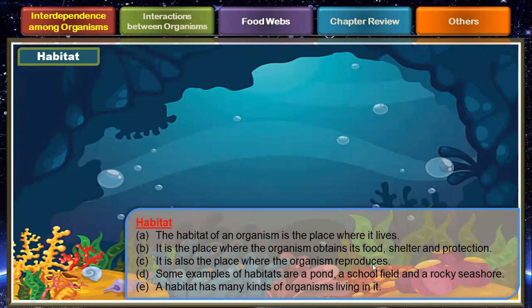So they produce the same kind, their own kind. So they make babies. Some examples of habitats are a pond, a school field. In our school, there are so many habitats that we can find. One example is a tree. A tree can be a habitat for some birds. And here we also have a rocky seashore. Also, a habitat has many kinds of organisms living in it. It means there are many kinds, not only one kind of organism, but many.